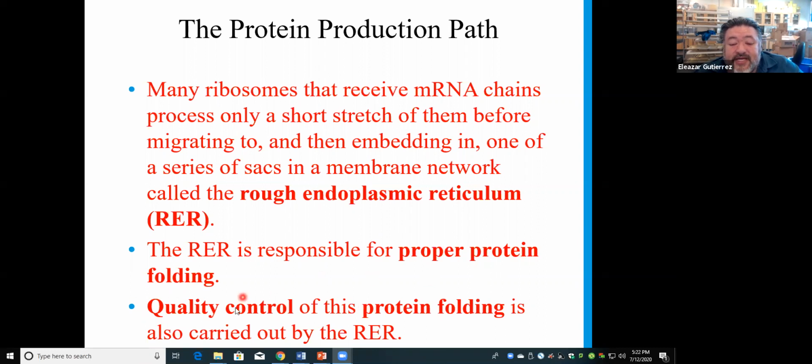So quality control is taking place at the rough endoplasmic reticulum. If things aren't folding correctly, and the rough endoplasmic reticulum has proteins inside of it, your author doesn't cover them. It's beyond the scope of this class. They're called chaperone proteins, and those chaperone proteins are supposed to facilitate, aid, help in the proper folding of these proteins. Okay.